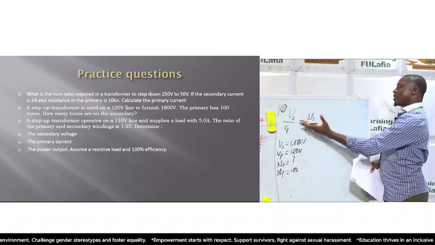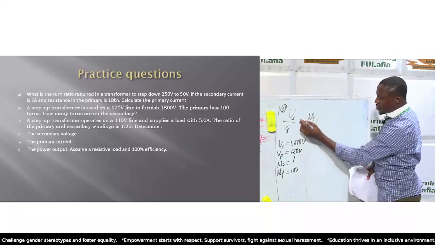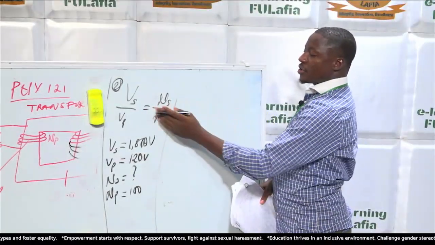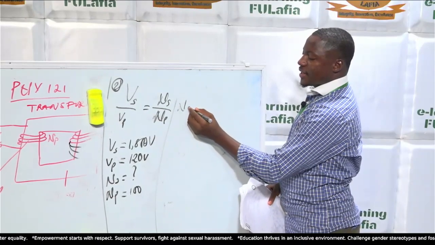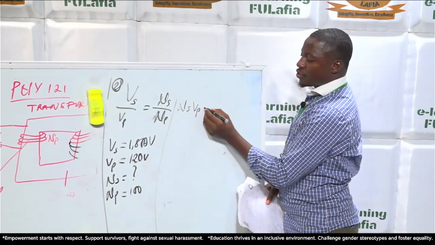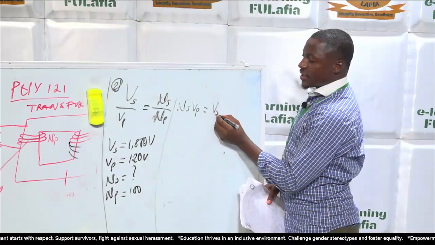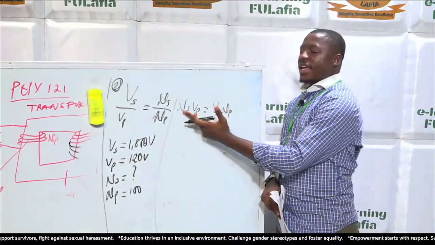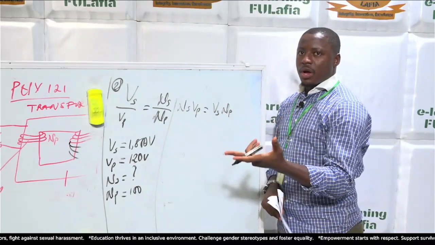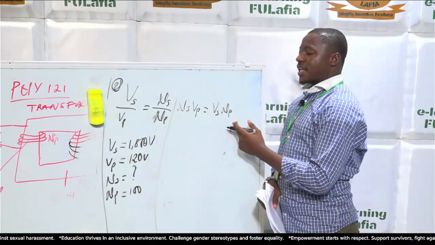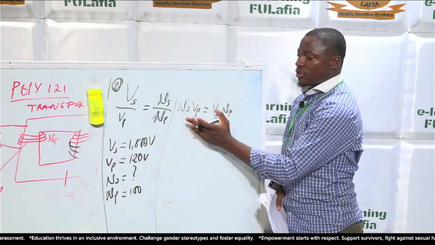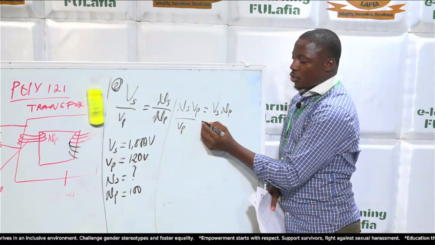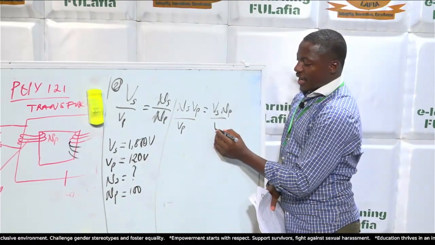And now, how do you make this the subject of formula? The first thing to do is to cross multiply this equation. When you cross multiply, you are going to have Ns Vp equal to Vs Np. Remember, what you are interested in is Ns, which is the one they ask you to calculate. So divide both sides by Vp, in order to get rid of this Vp. Divide everything here by Vp. Also, divide this one by Vp.